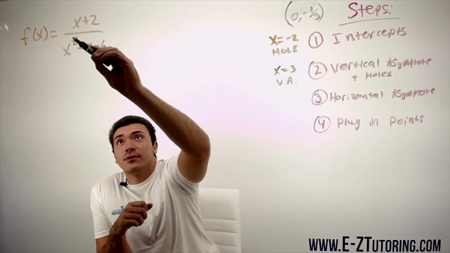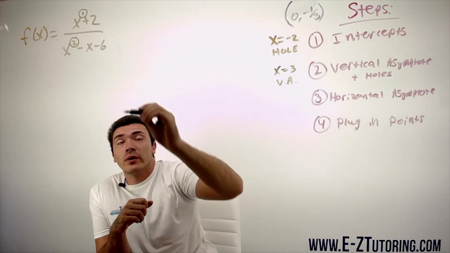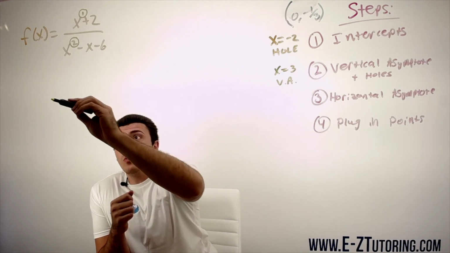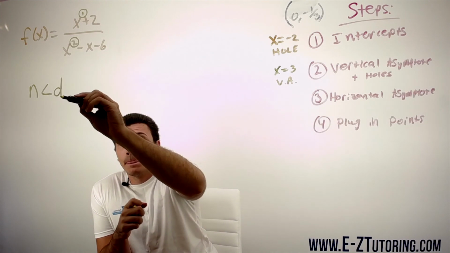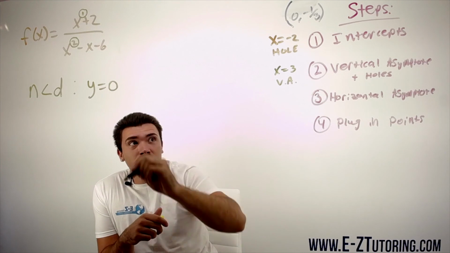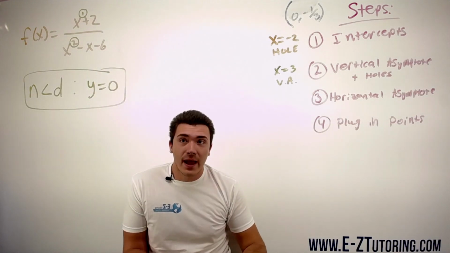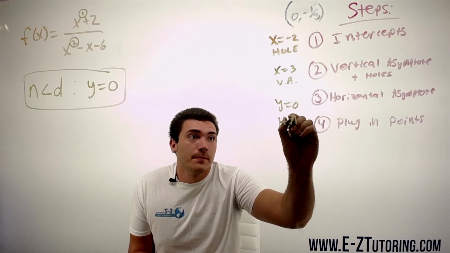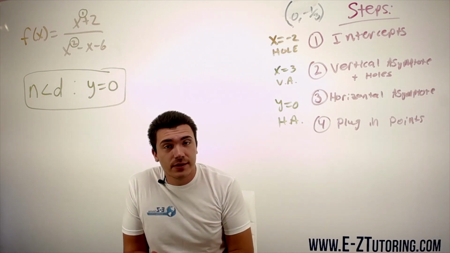The highest degree in the denominator is 2. And the highest degree in the numerator is 1. So whenever the degree of the numerator is less than the degree of the denominator, your horizontal asymptote is y equals 0. Now, this is true for this problem. Our horizontal asymptote really is y equals 0. So, there are other cases that I do need to cover.